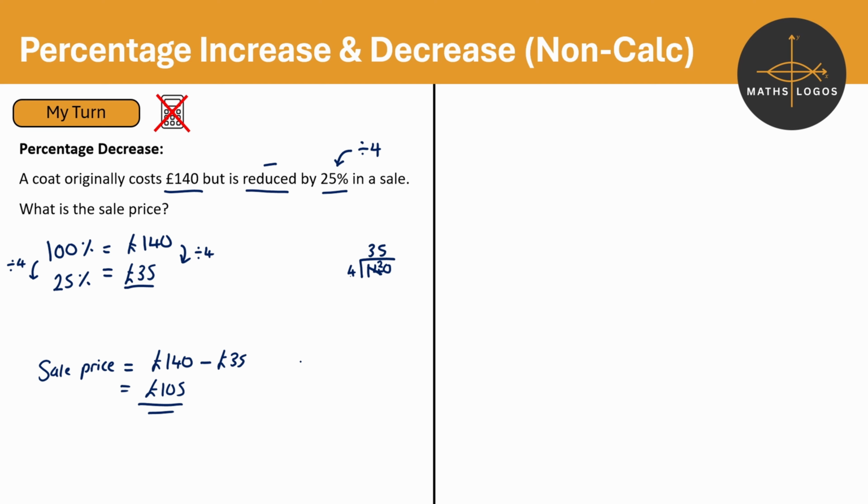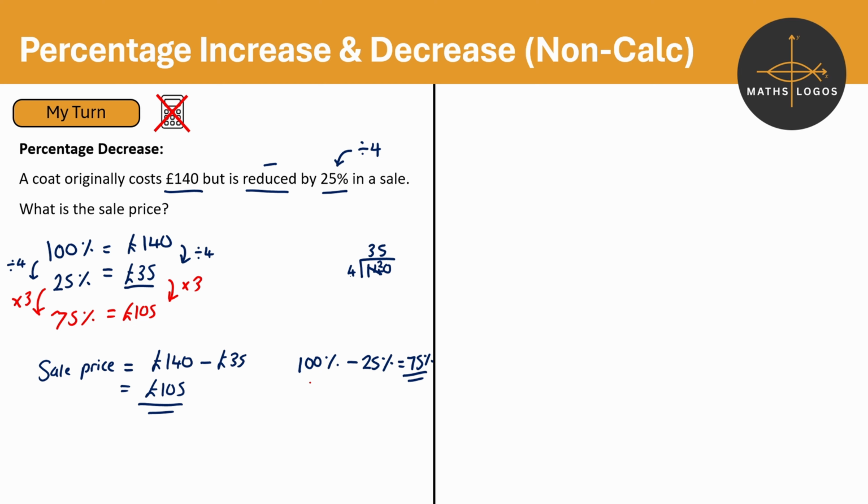The other way to do this question is that we started with 100%, the coat was reduced by 25%, which means that we have 75% remaining after the reduction, and we could work out 75%. Well, given that we've already worked out 25%, we could then scale up the 25% by multiplying by 3 to get it to 75%. And if we did that, that would also give us that answer of £105.